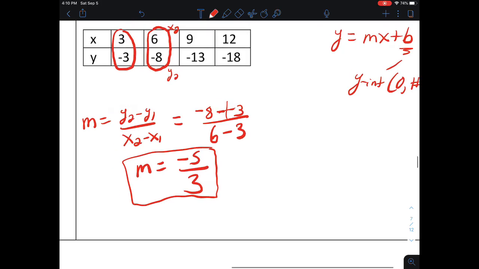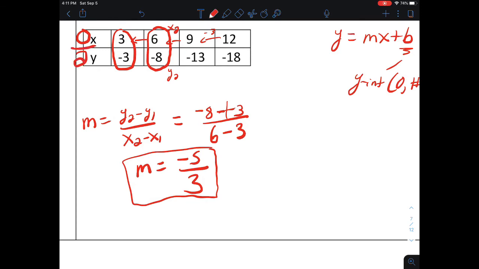So if I continued one more time, my next number here would be 0 because I'm subtracting 3 every time I go to the left. Now, when I go to the left for my y values, I go negative 18 to negative 13, negative 13 to negative 8, negative 8 to negative 3. When I'm going to the left in this side of the table, you add 5. Negative 18 plus 5, negative 13. Negative 13 plus 5, negative 8. Negative 8 plus 5, negative 3. Negative 3 plus 5, positive 2.